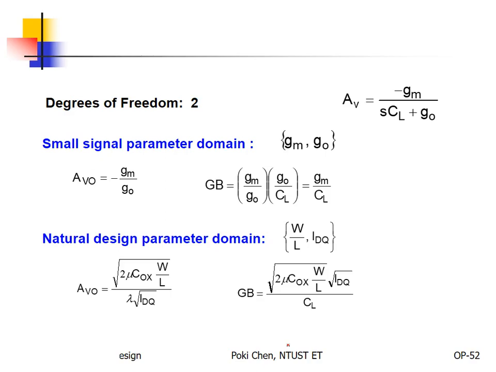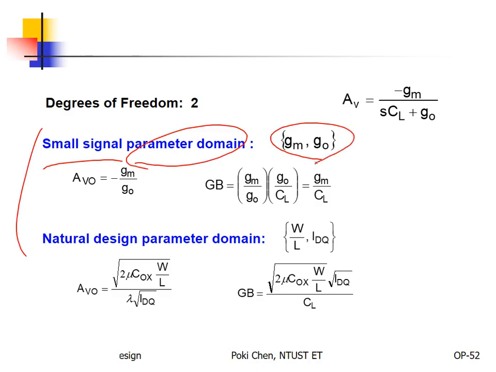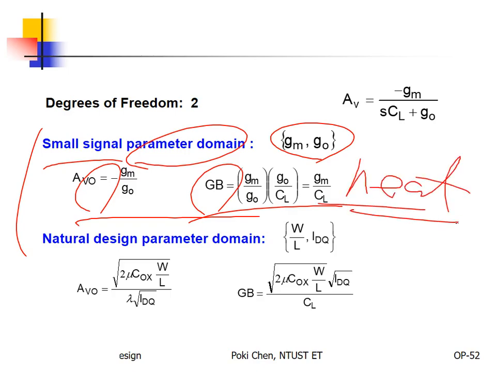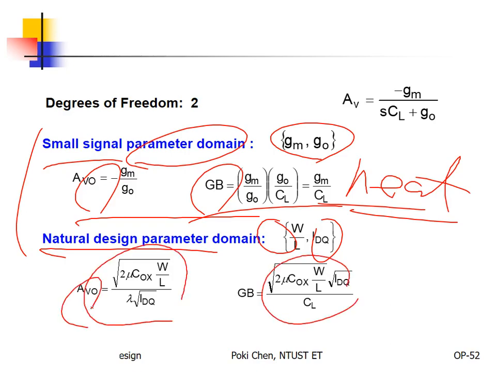So right now we have the small signal parameter domain with those 2 parameters, then the DC gain and bandwidth product. It looks very neat, very simple, very clear. But it's really hard to see what the circuit looks like. If you would like to see what the circuit looks like, I offer you the W, the L, the IDQ. Then it's really complicated for your DC gain and gain bandwidth product, and really difficult for optimization according to calculation.